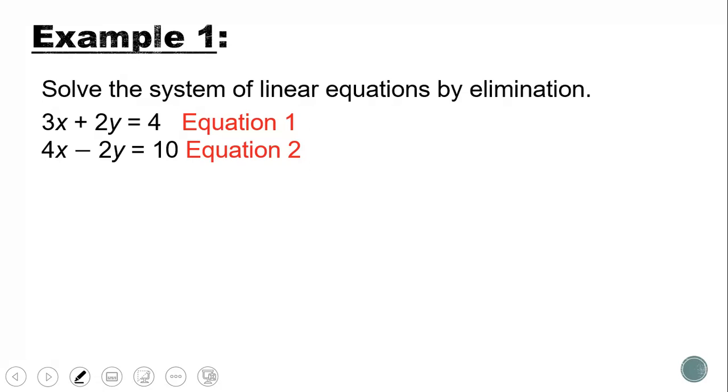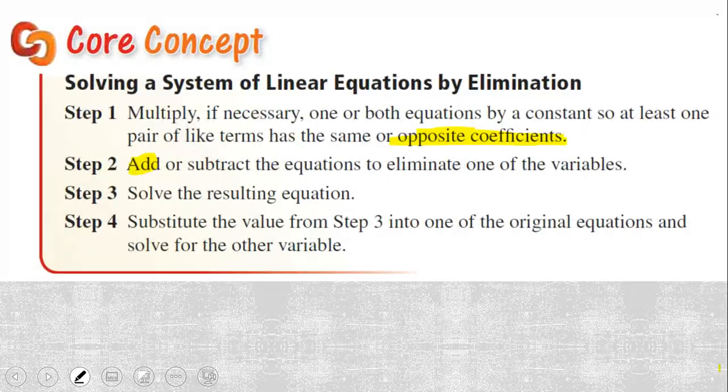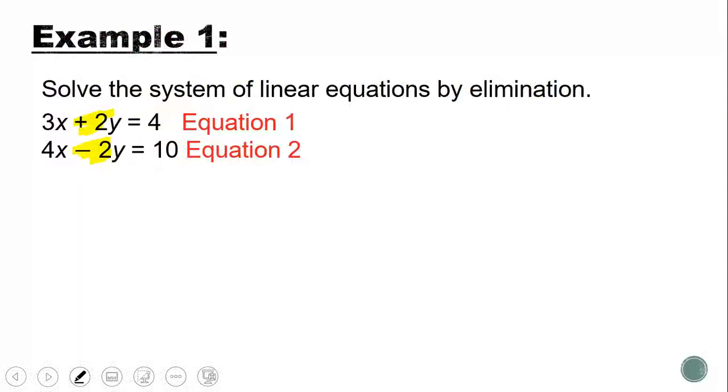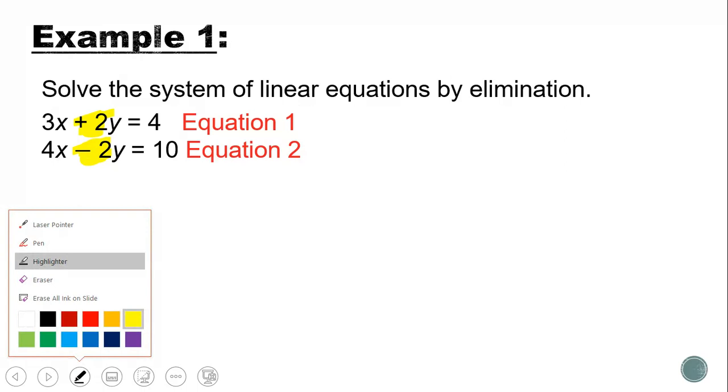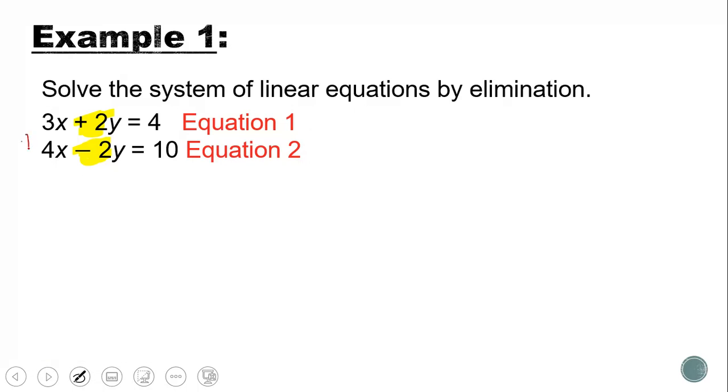And what we're looking for is opposite coefficients of the same value, which you see here with 2 and negative 2. So in this particular problem, you don't even have to do step 1, which says multiply, if necessary, one or both of the equations, because we have opposite coefficients with one of our variables. Here, we have the positive 2 and the negative 2. So when that's the case, whether it's with my x's or my y's, right away we can go to adding these two equations together. And the reason we call this elimination is you're eliminating one of your variables.